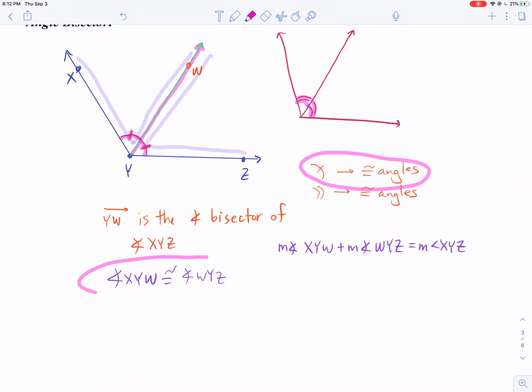And then we have ray YW is the angle bisector of angle XYZ. So we could conclude that angle XYW is congruent to angle WYZ. We can also conclude that if I add the measure of angle XYW plus the measure of angle WYZ, it equals the whole angle XYZ.